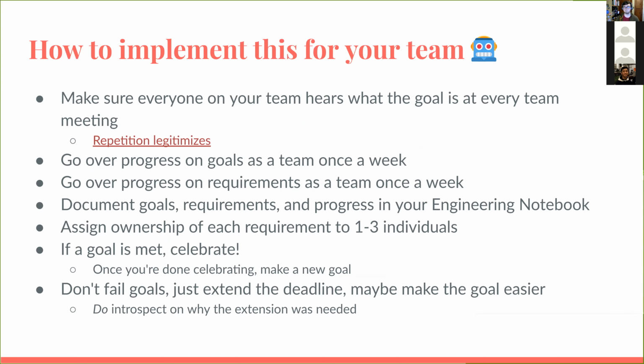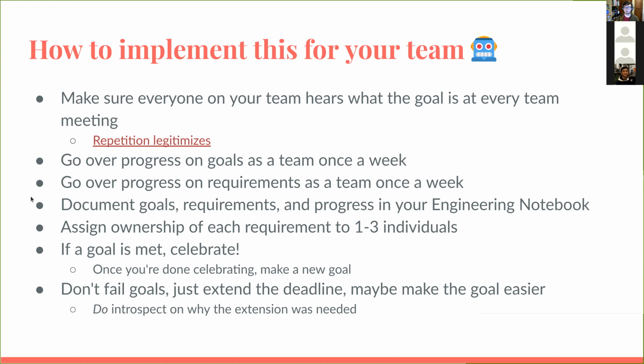Well, first thing, make it so that your goals are known. I talked earlier about how you need to establish these goals with your team and make sure that there's unanimous consensus that the goal is good. Make sure everybody is hearing the goal, basically every time somebody's doing robotics. Repetition legitimizes. If you hear something a lot, you'll believe it over time.